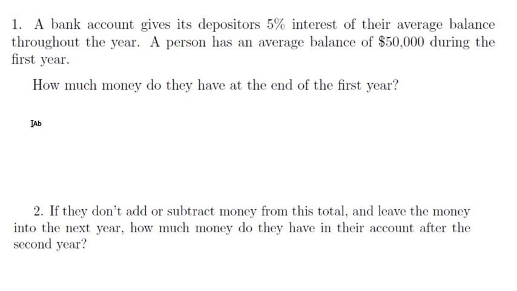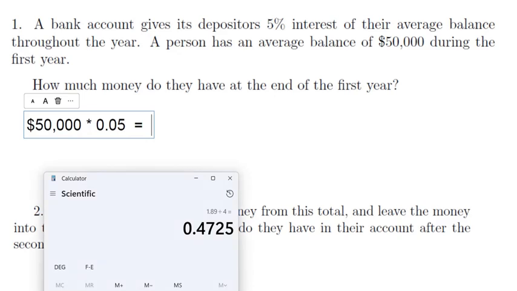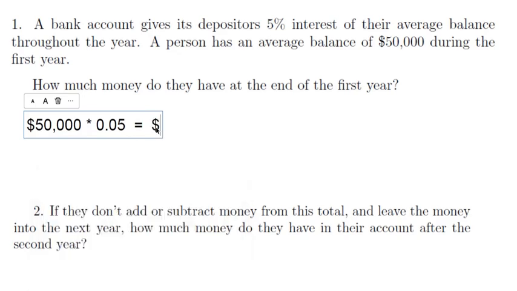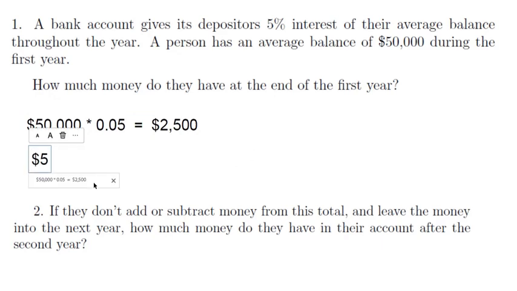So their average balance is $50,000, and they're getting 5% interest. So we need to find 5% of the 50,000. If you multiply the decimal form of the percentage, and as a reminder, 5% divide by 100 to convert to a decimal, that's $2,500. That's how much money in interest that they get. So the amount of money at the end of the year is $5,250.